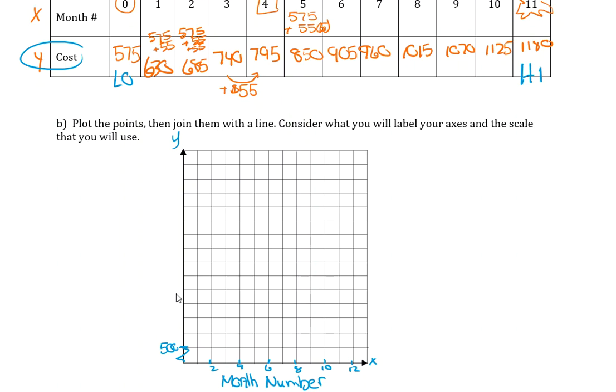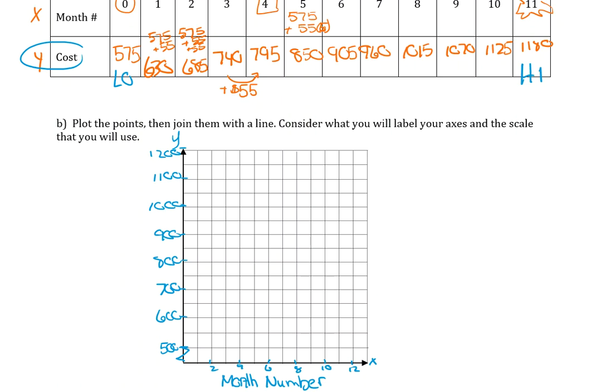So I'm going to count by 50s. I'm going to skip the 550 and go to 600. It makes it a little harder to graph when I have to put those numbers on, but it's good practice in setting up good axes. So 700, skip one, 800, and so on. We've got to make sure our high number is 1,180, so I've got to get up to 1,200.